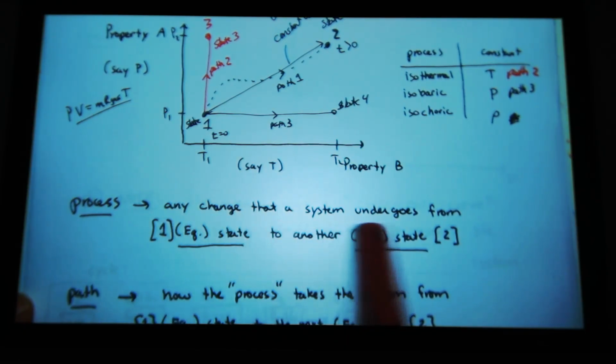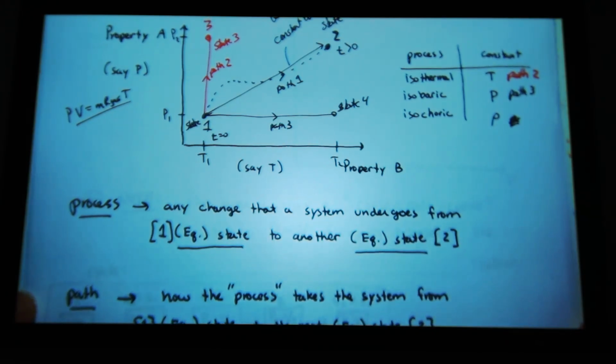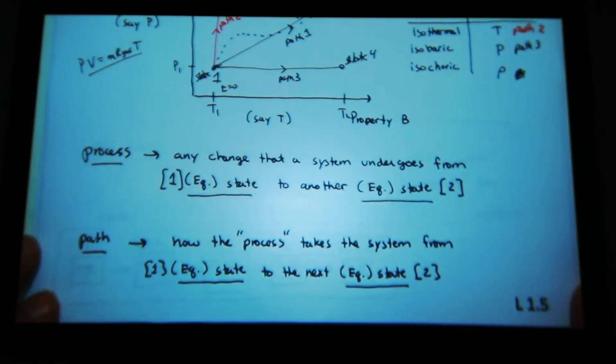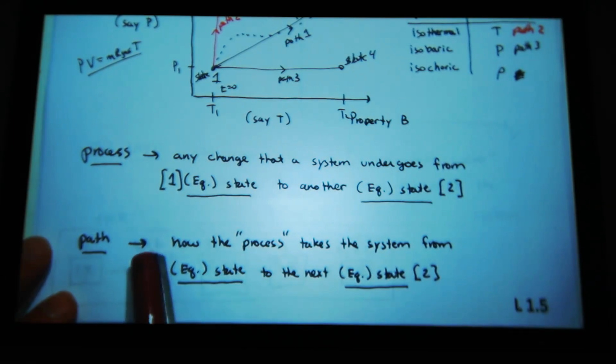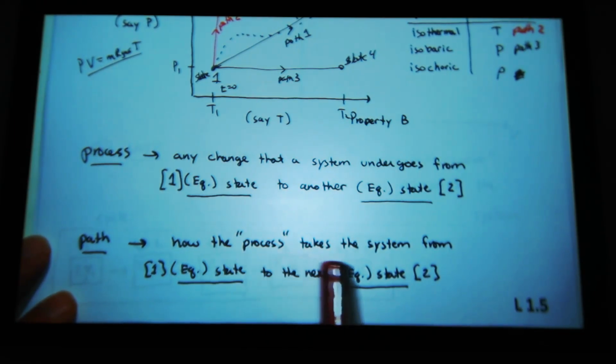Process: any change to the system that goes from one equilibrium state to another equilibrium state. That's a process. Isochoric, I go from one equilibrium state to another equilibrium state. That just meant that I go from these different states, what we just talked about. If it's a constant mass process, and there's no mass being exchanged, and it's a constant volume process, then it's an isochoric process. If the sole thing is no change in temperature, right, constant temperature, it's an isothermal process. The path is how the process takes the system from one equilibrium state to the next equilibrium state.